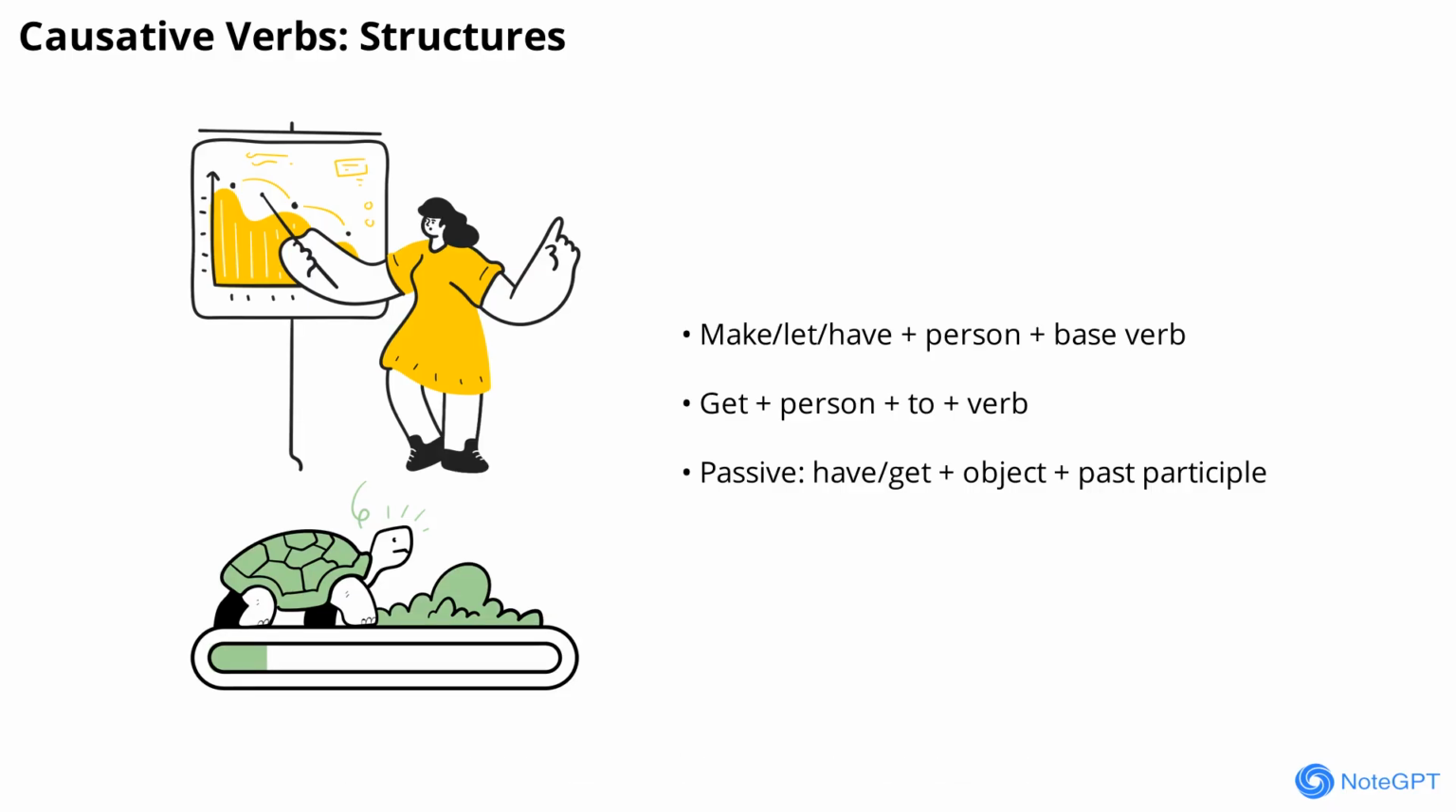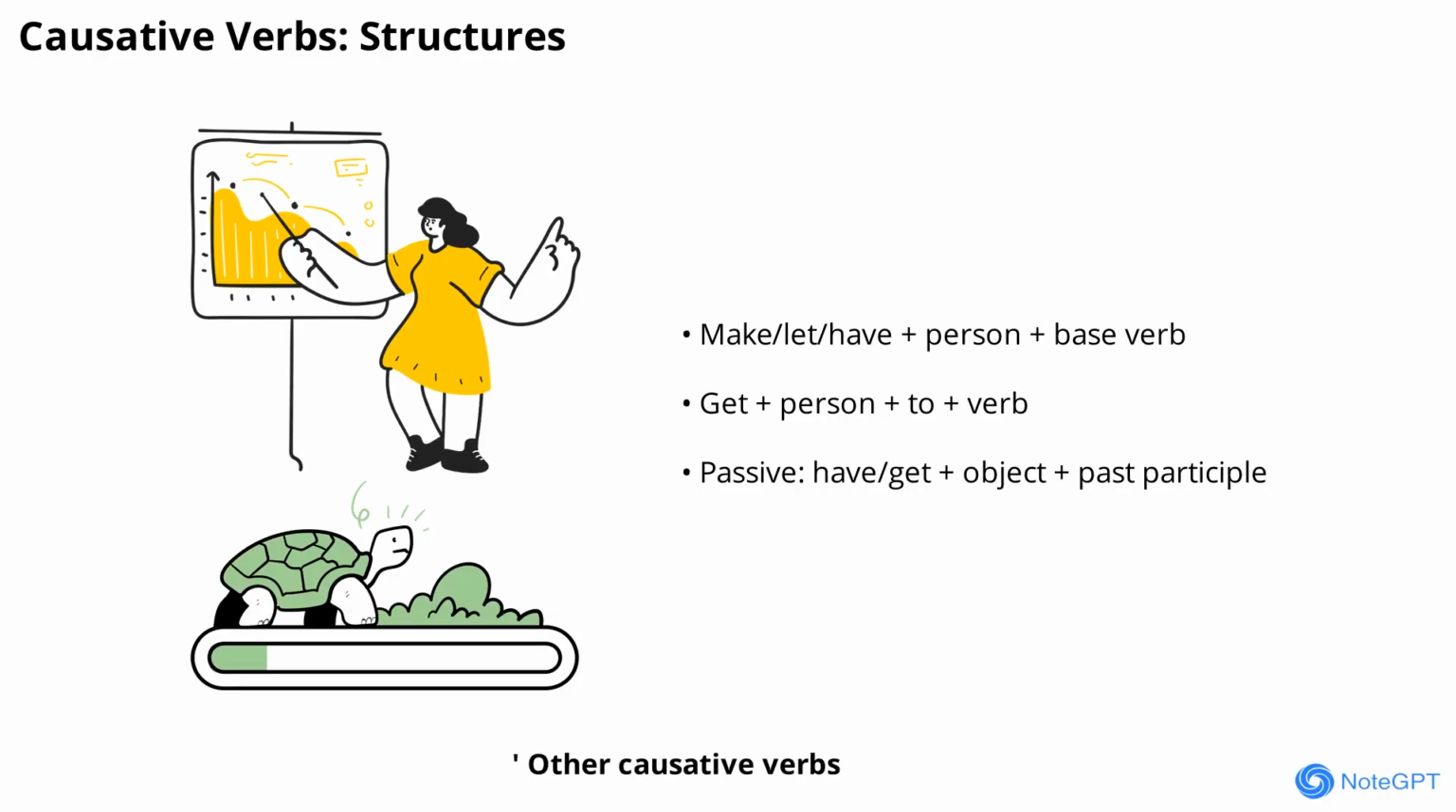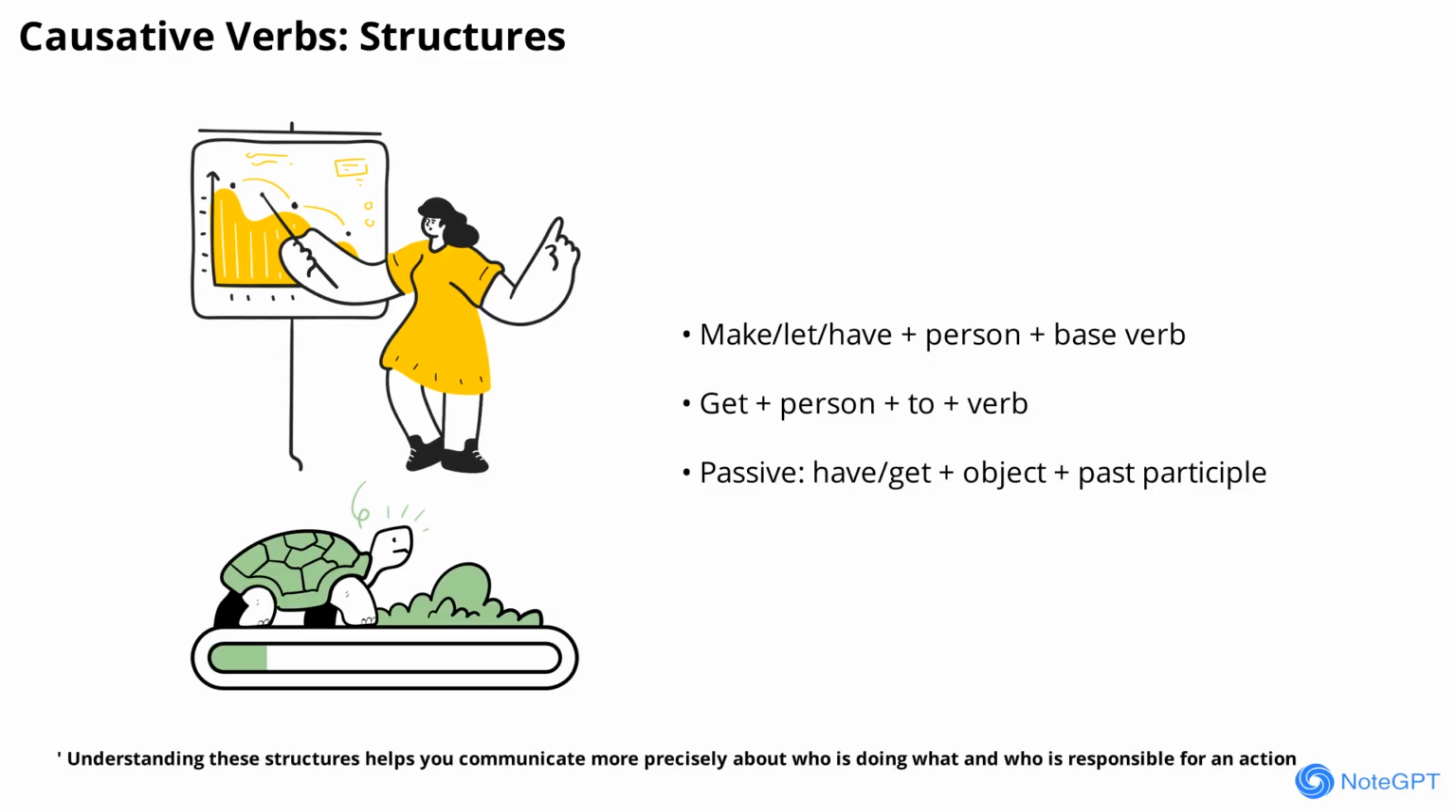Make, let, and have are usually followed by a person and a base form verb. For example, the teacher let the students leave early. Other causative verbs, like get, are followed by a person and an infinitive. I got him to fix my bike. Sometimes causative verbs are used in the passive form, such as I had my car repaired. Understanding these structures helps you communicate more precisely about who is doing what and who is responsible for an action.